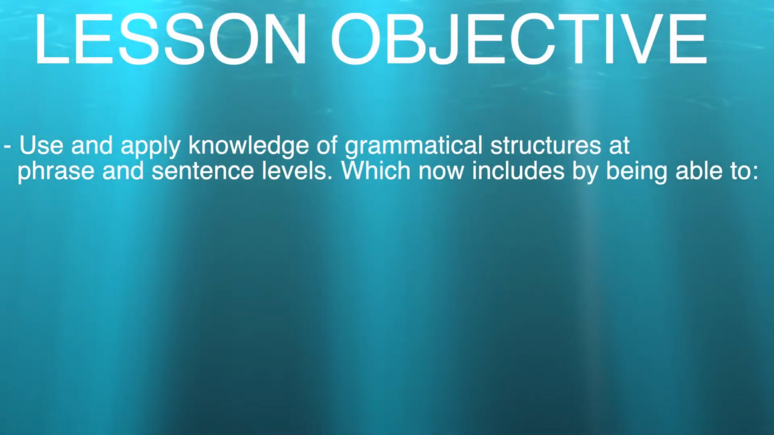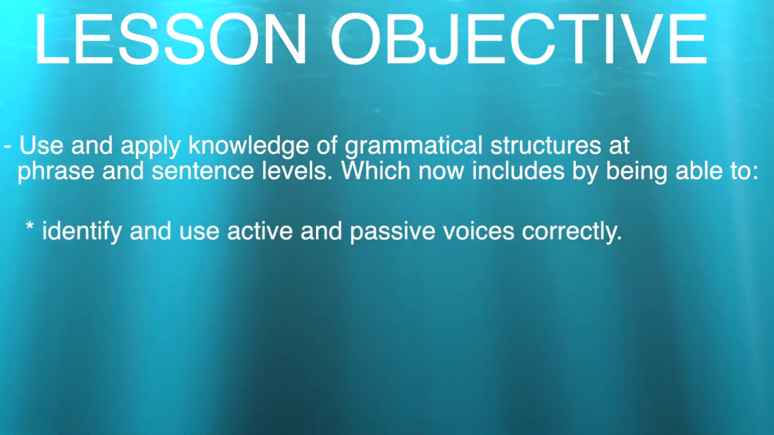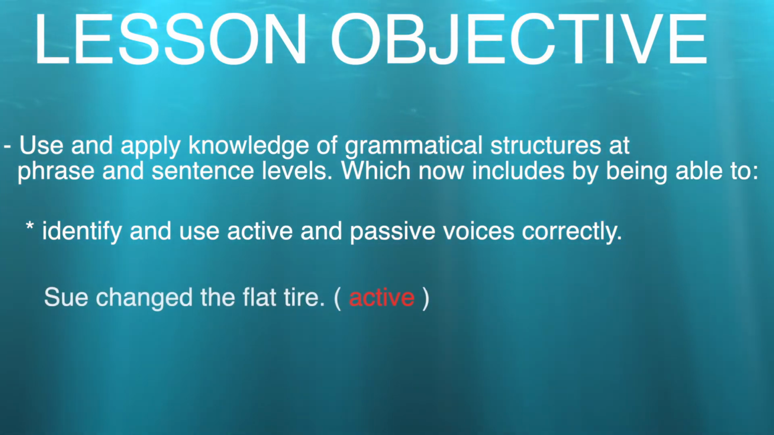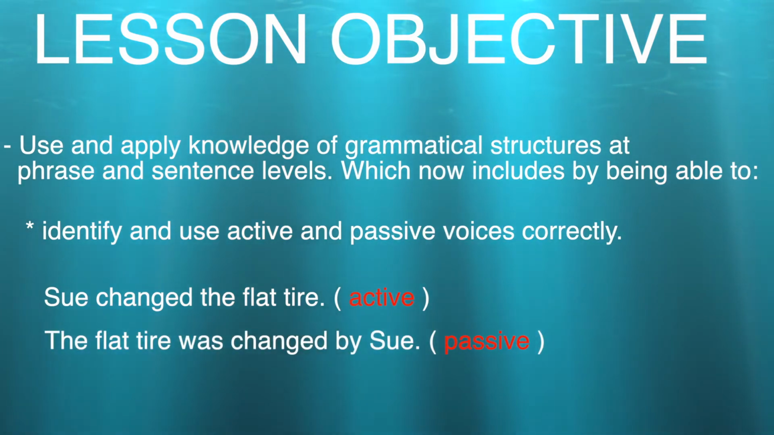So after watching this lesson, you should be able to use and apply knowledge of grammatical structures at phrase and sentence levels, which includes being able to identify and use active and passive voices correctly. For example, Sue changed the flat tire. Active. The flat tire was changed by Sue. Passive. So, let's start with our lesson today.